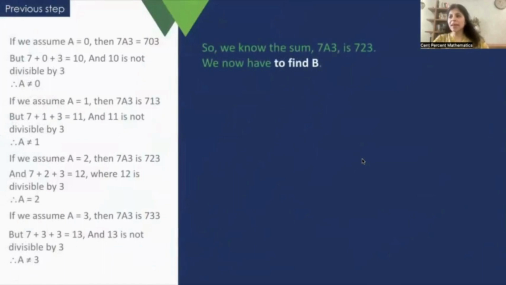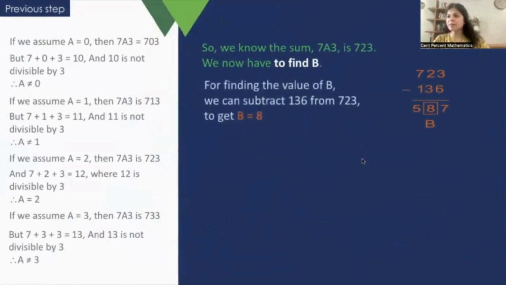So the sum is 723. And how do we find out the value of B now? We can directly subtract 136 from 723. We can find the difference, and we get the value of B as 8. And you can go and tick the correct options for that.